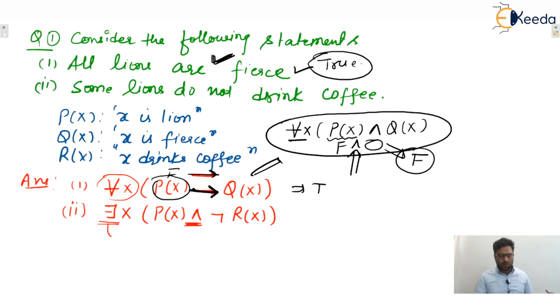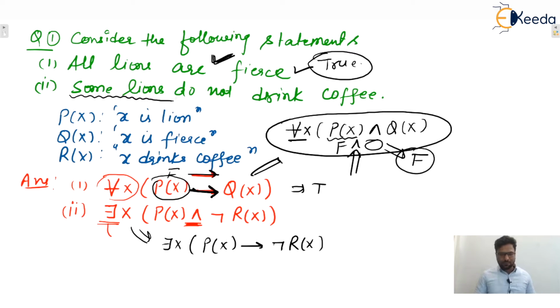Okay, next one. Some students will say, sir, what is the problem in the second one when we use implication instead of and? Take the example: some lions do not drink coffee. I am giving one example also. Initially I took one example.